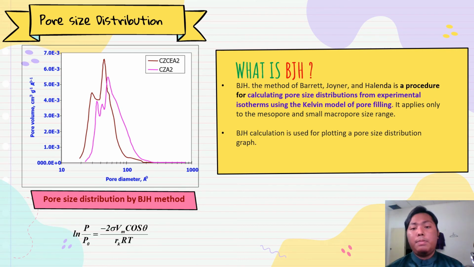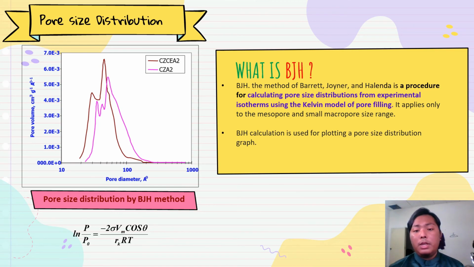The BJH method is named after Barrett, Joyner, and Halenda. These are the three names that BJH refers to. It is a procedure for calculating pore size distribution from an experimental isotherm using the Kelvin model of pore filling. It is applied only to the mesopore and small micropore size range.